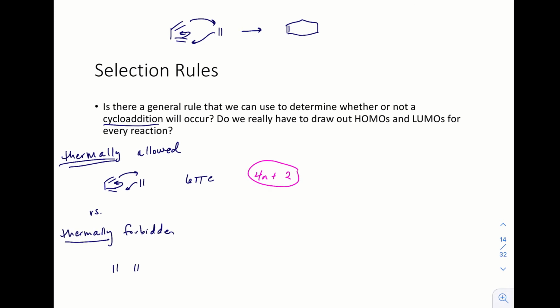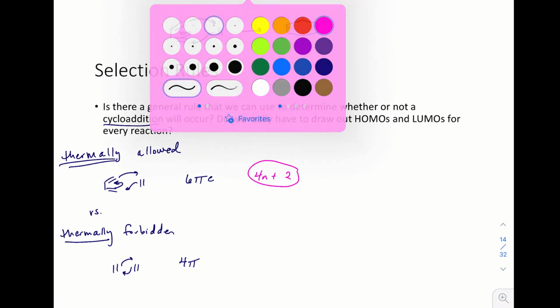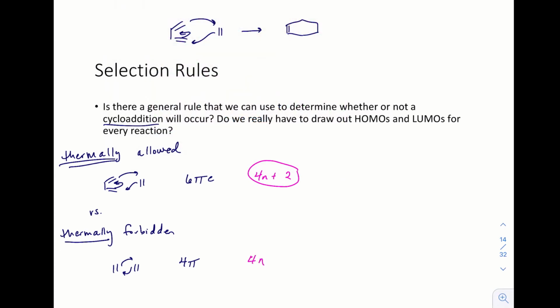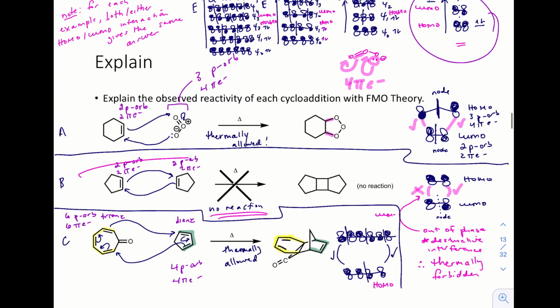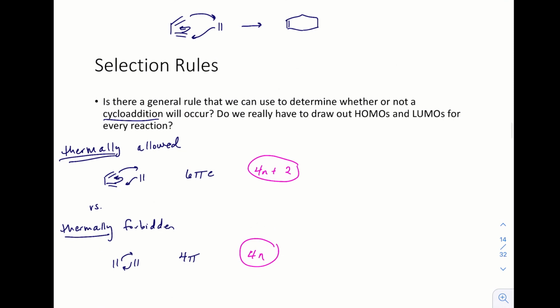However, when the total number of electrons involved in the cyclic transition state is 4n electrons, like here, the total number of electrons is 4 pi in this 2 plus 2 cycloaddition. We saw it right here. So this was a 4 pi electron system. It was thermally forbidden. When the total number of electrons involved in the transition state is 4n, where n is any integer, then the cycloaddition is thermally forbidden. So it will not happen under thermal conditions.